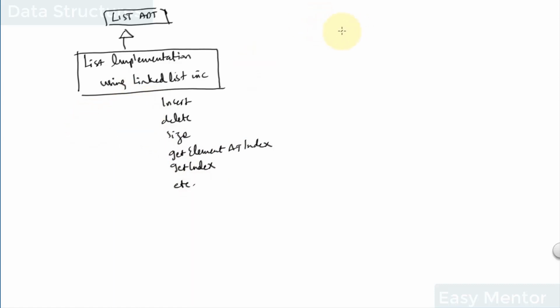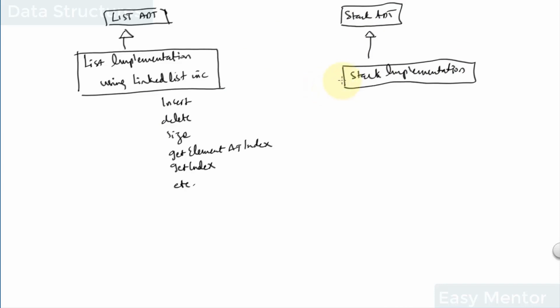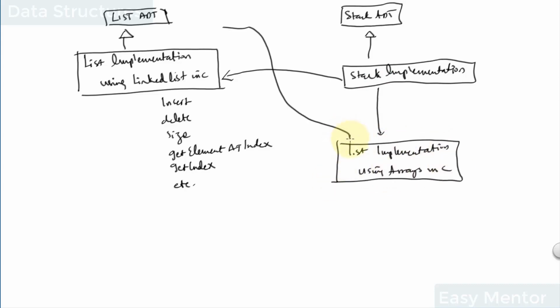What I'm going to do now is implement the stack abstract data type. So this is the stack implementation. This is what we're going to take a look at. And this uses the list implementation that in turn uses the linked list. In the previous videos, we were also looking at how the stack implementation used list implementation using arrays in C. This is another implementation of list. This stack implementation using linked list is exactly similar to the stack implementation that we had that used the list implementation using arrays.